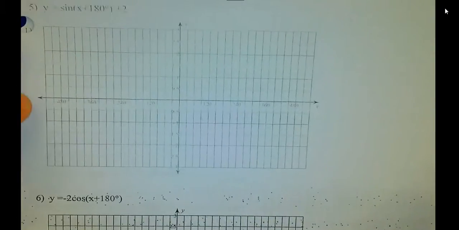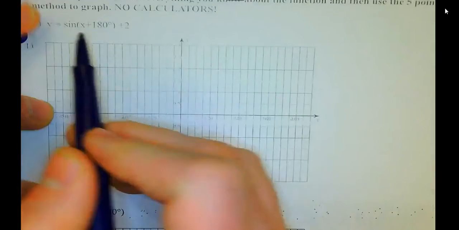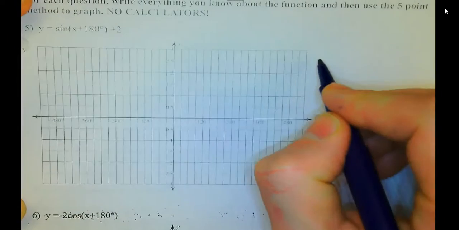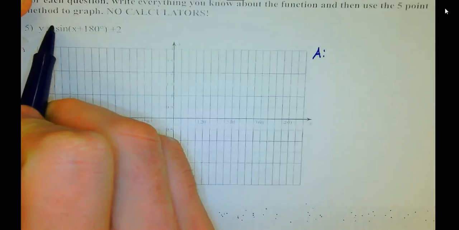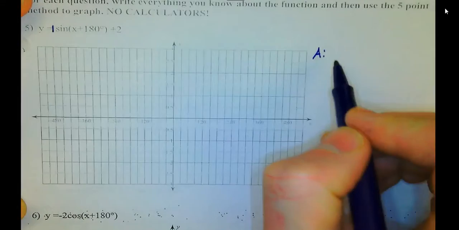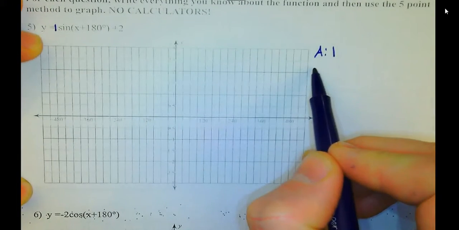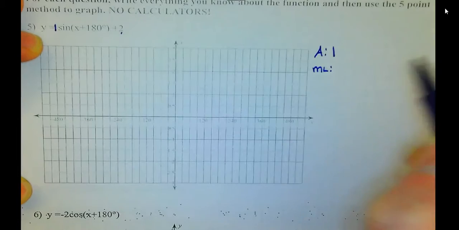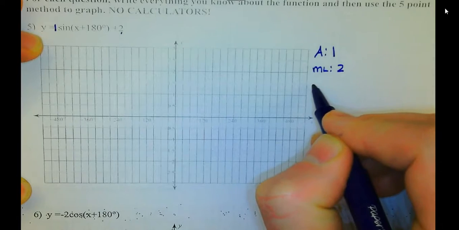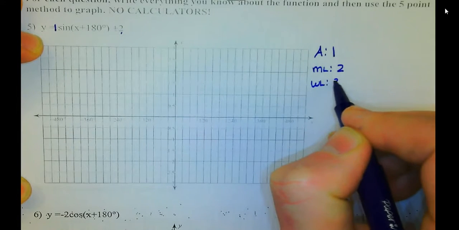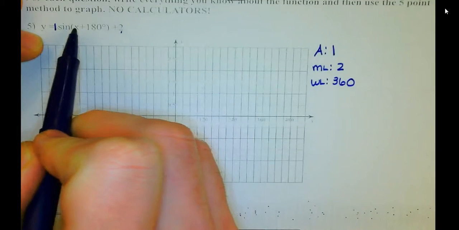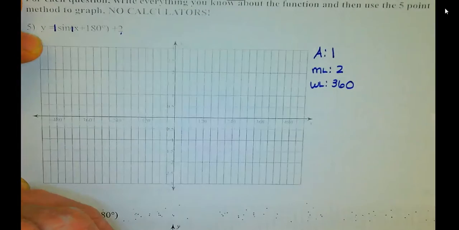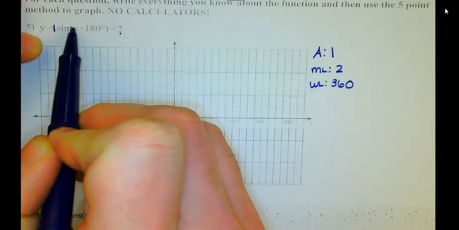So number 5 here, we have to take some information out of this equation, and some things that we know are because there's no coefficient in front of this sine, the amplitude is 1. The midline, right, because of this k value, is 2. We know that the wavelength is 360 degrees. The reason we know that is our b value here is 1. There's an imaginary 1 as a coefficient.